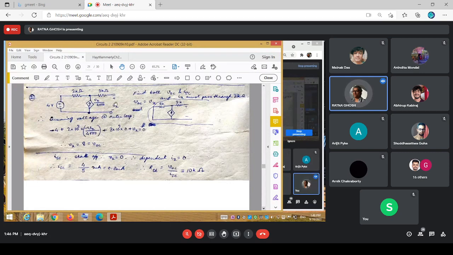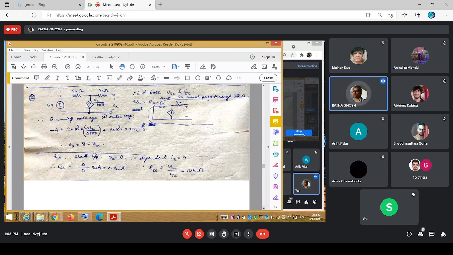Plus Vx is equal to 0. That is your overall KVL through the outer loop. And if you solve from this one, you get Vx is equal to 8. So you've got the Vx.